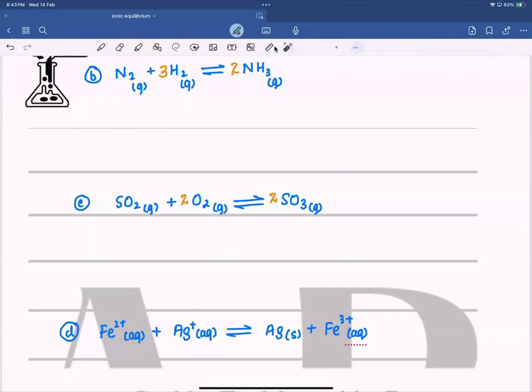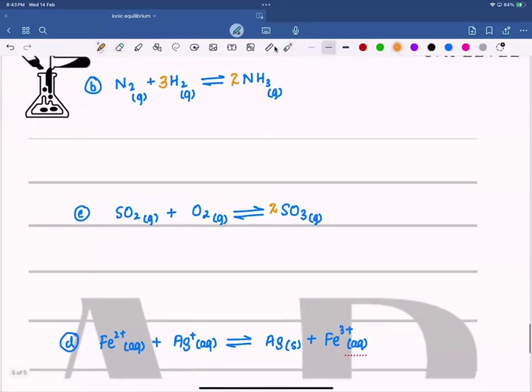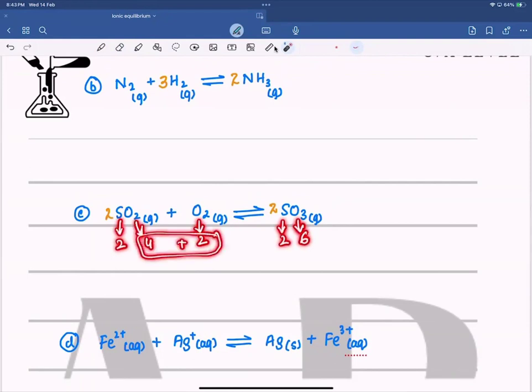Yes. Now if you do this, see, there are 2 sulfurs over here and over here there is 1 sulfur, so it's wrong balancing. So we will put a 2 over here. Now see, 2 sulfur, 2 sulfur. How many oxygens? 2 times 3, 6. Here we got 2 oxygens, here we got 4 oxygens, so 4 plus 2 is 6. Now it's correctly balanced. Okay, sir.